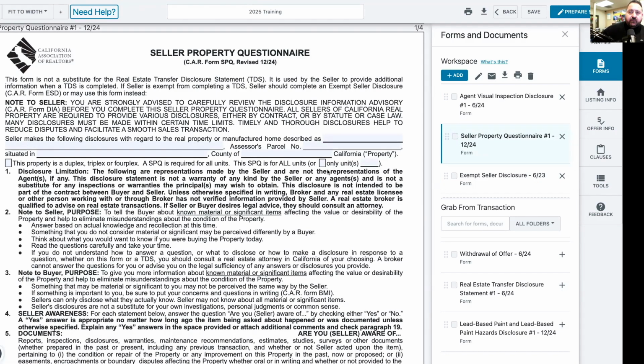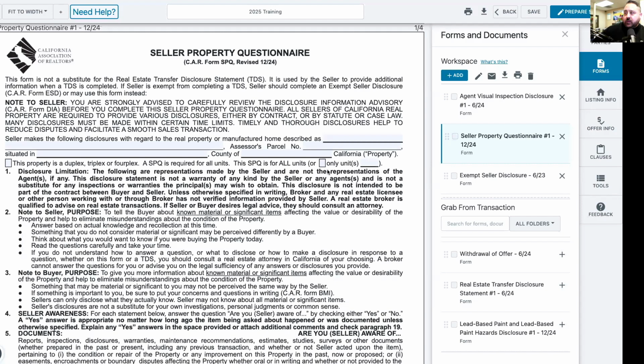Even if I was an investor and I purchased a property from an auction, right, it was an REO auction, and I purchased through that, once I resell the property, I am still required to provide a transfer disclosure statement and a seller property questionnaire.